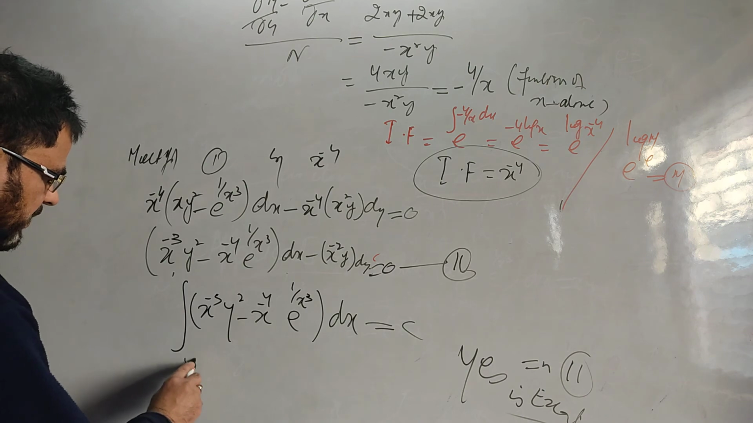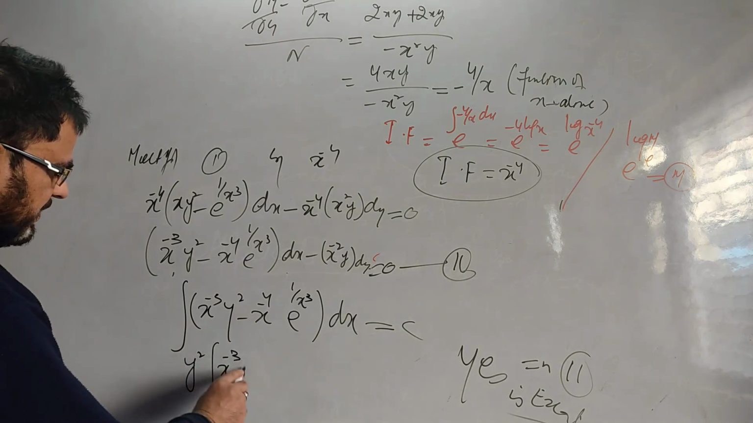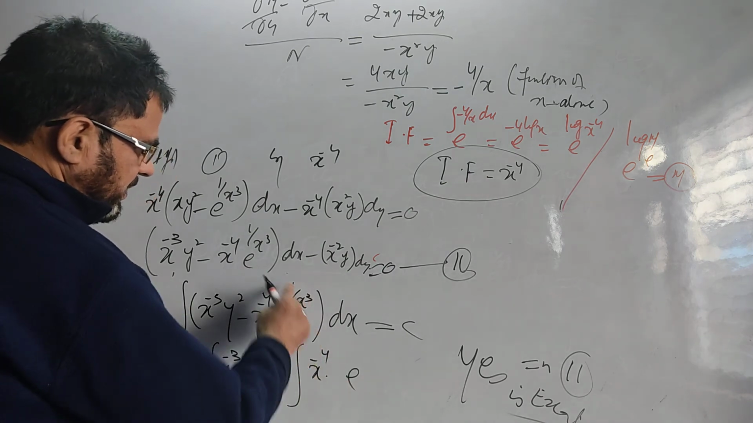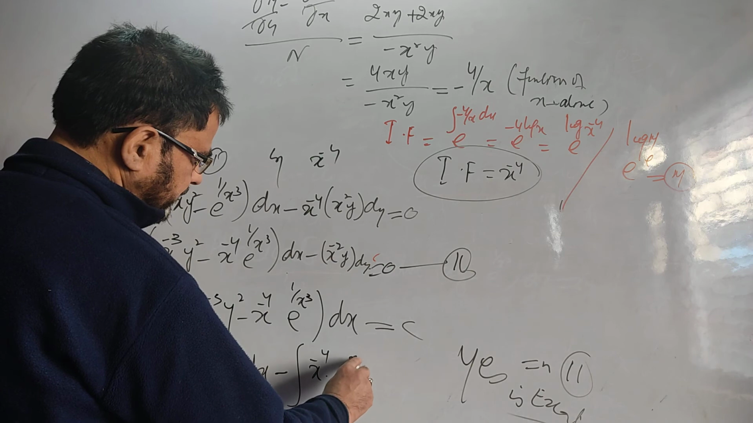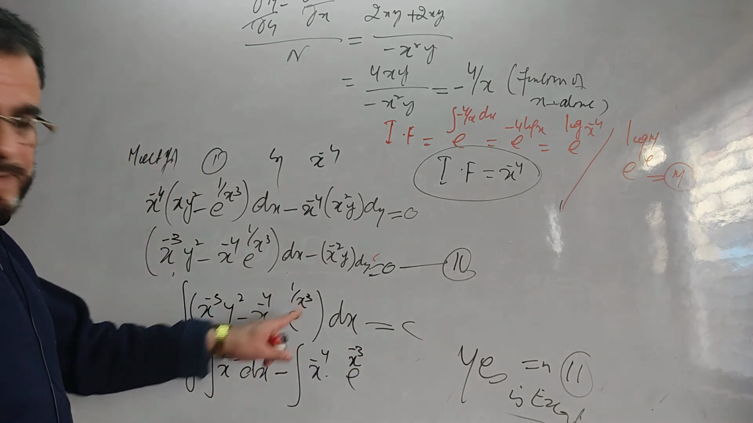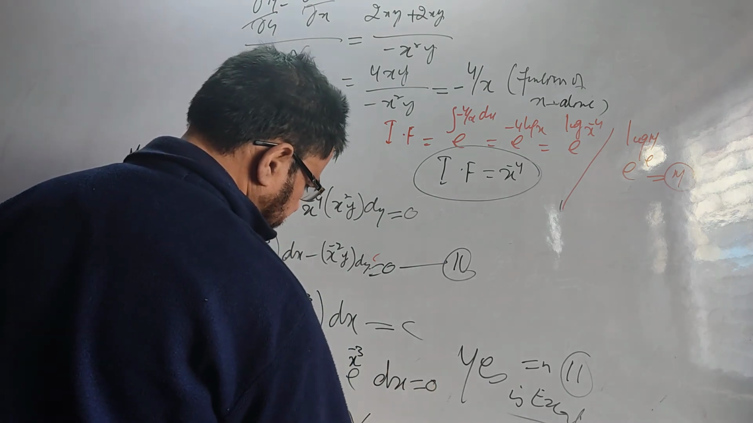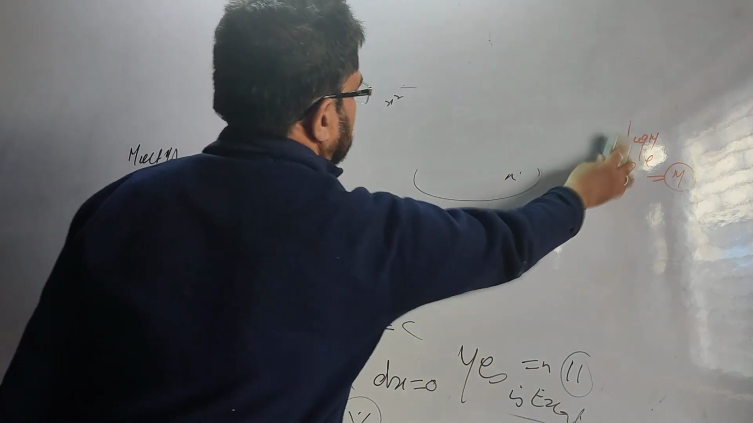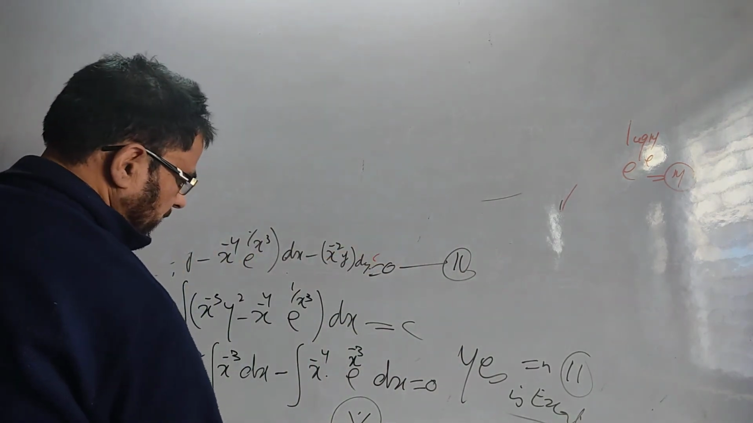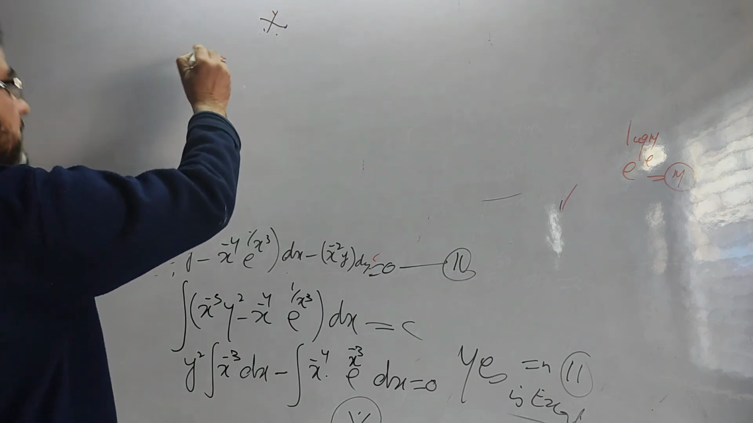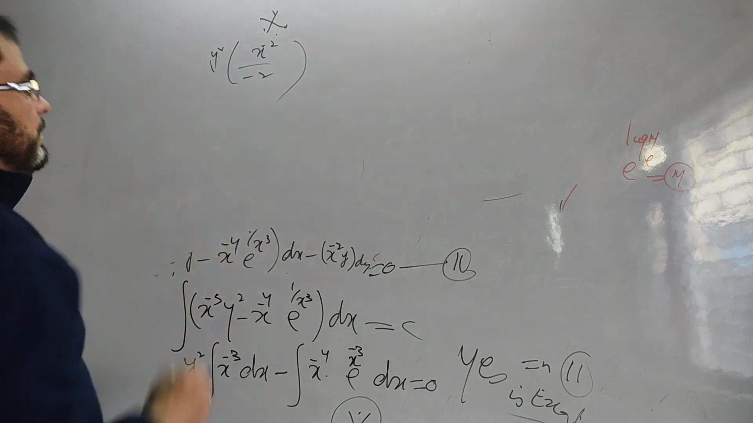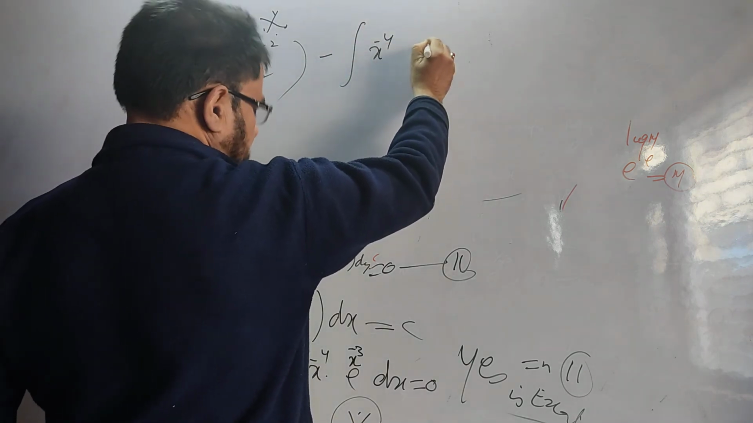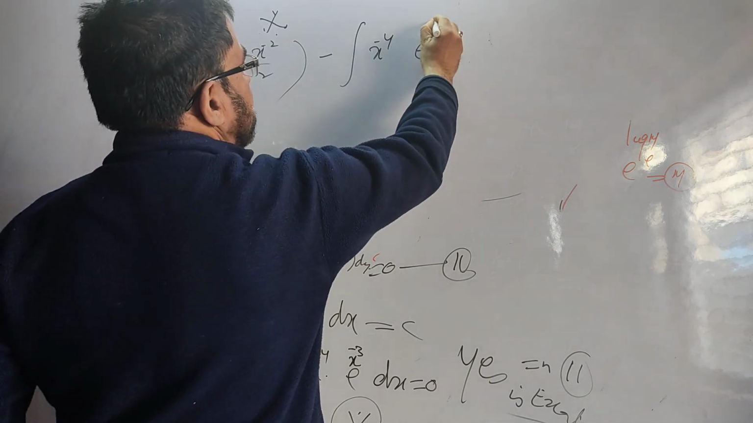Now integrate this with respect to x. It is y square times the integral of x raised to power minus 3 dx, minus the integral of x raised to power minus 4 e raised to power x raised to power minus 3 dx, equal to c. The integral of x raised to power minus 3 is x raised to power minus 2 by minus 2.